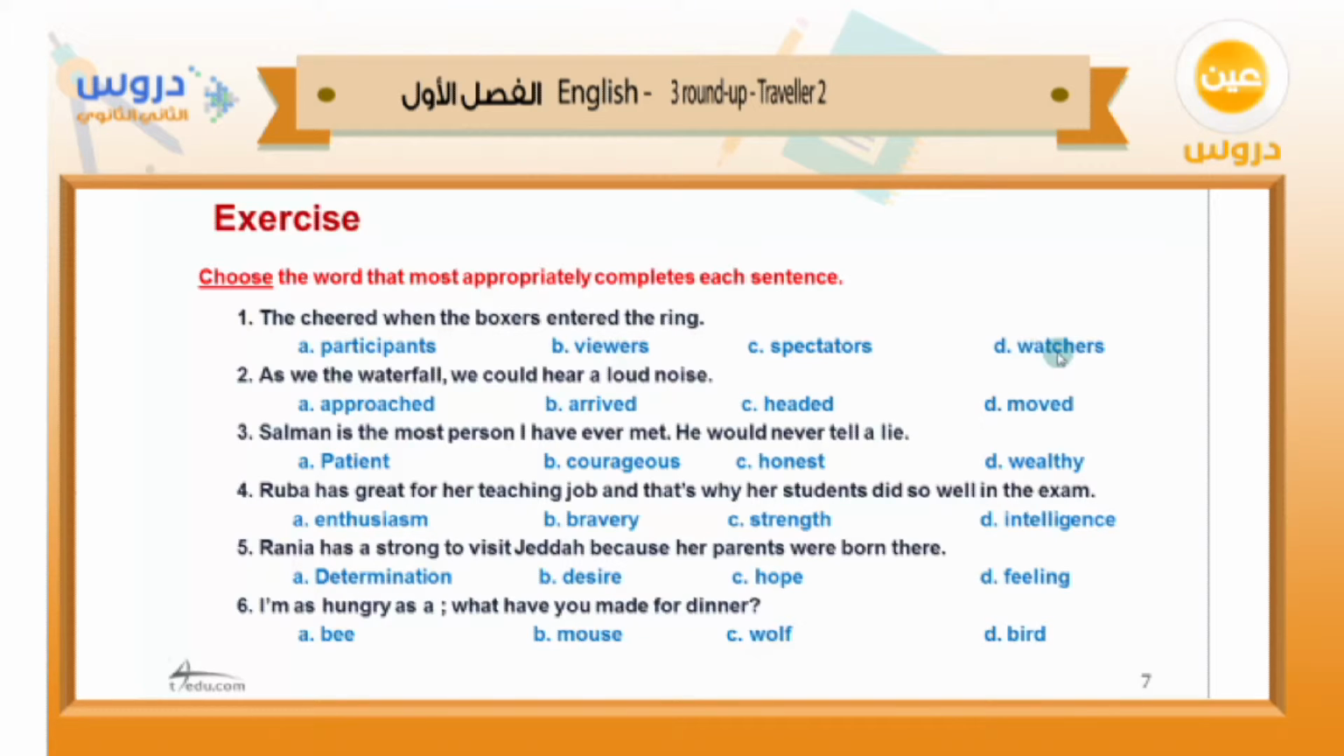Who cheered when the boxers entered the ring? Who was happy? The participants, the viewers, the spectators, or the watchers? You have to guess the meaning here and choose A, B, or C. So the spectators cheered when the boxers entered the ring. You have to check the meaning of this word. Spectators is almost like watchers. So here we choose the word spectators.